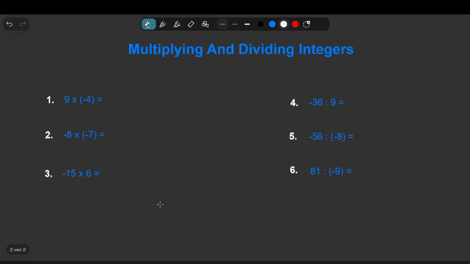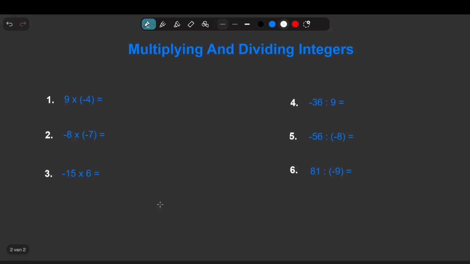So, in today's lesson, we're going to learn how to multiply and divide integers. Many students understand how to multiply and divide numbers, but they get confused when negative numbers are involved. The good news is that there's one simple rule that makes every problem easy. By the end of this video, you'll know exactly when your answer should be positive and when it should be negative. So, let's get started.